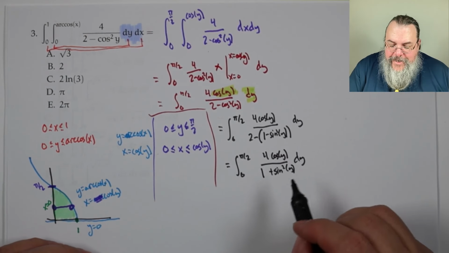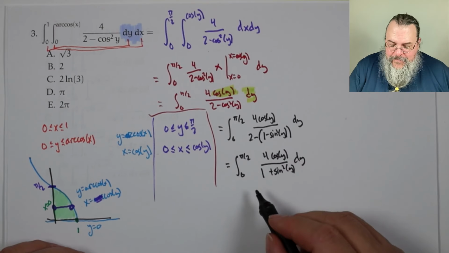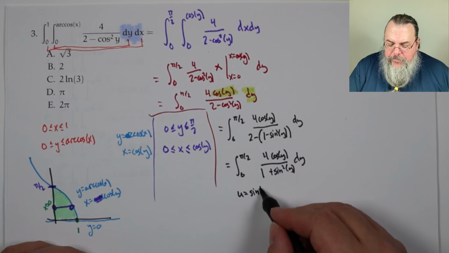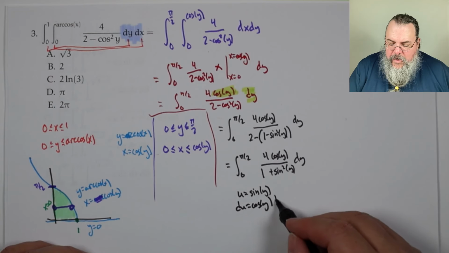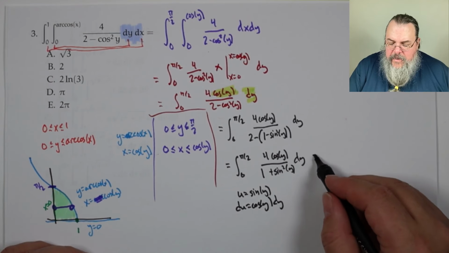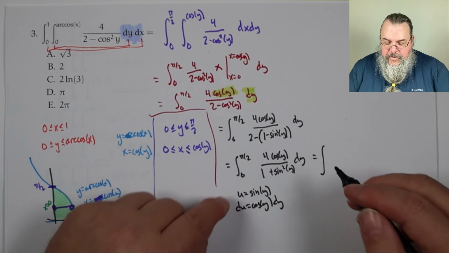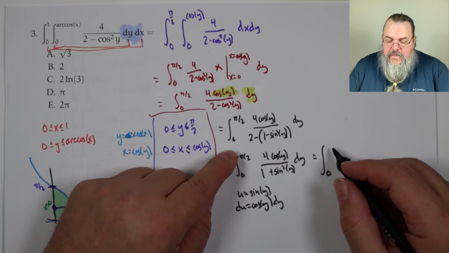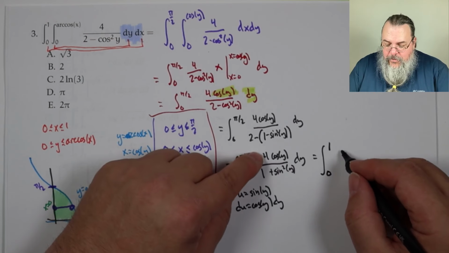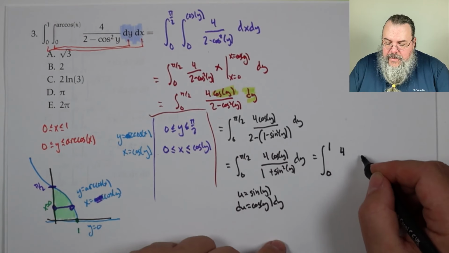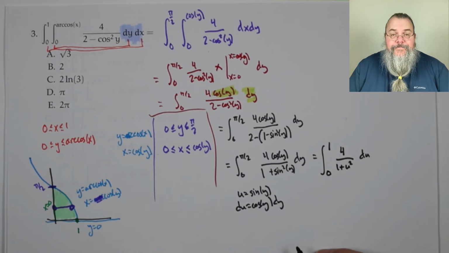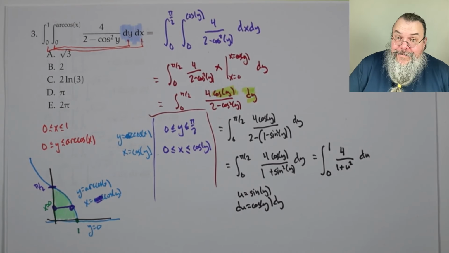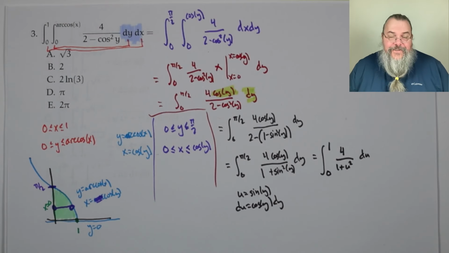As we said, this is leading us to a substitution. We'll let u equals sine of y. Du becomes cosine of y dy. So this becomes the integral from sine of 0, which is 0, to sine of pi halves, which is 1, of 4 cosine y dy, which is a du, over 1 plus u squared. And that is a familiar integral. Oh, it's a Steve classic. Ho ho! What are the odds?